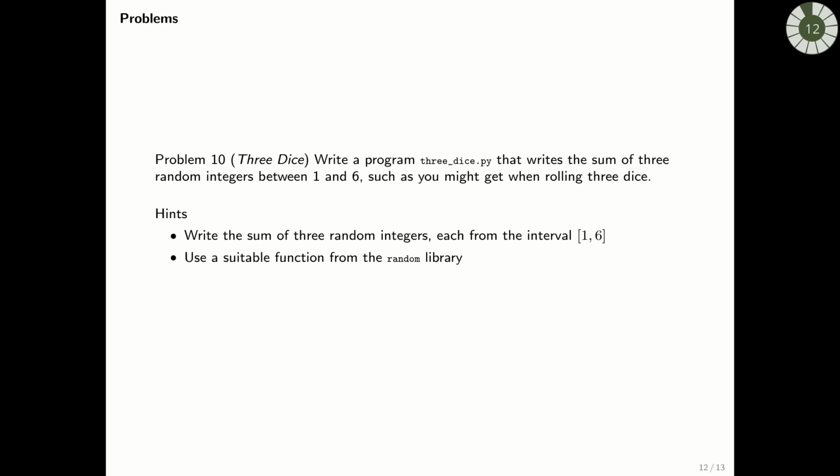The last problem in the project is called 3dice. Here you're supposed to write a program called 3dice.py that writes the sum of 3 random integers, each from the interval 1 through 6. All right? And such a number is what you might get when you roll 3 dice. Okay? It's basically the sum of the face values of the 3 dice. All right. So first get 3 random integers, each from the interval 1 through 6. And then once you have the 3 random integers, simply add them and write that result as output.